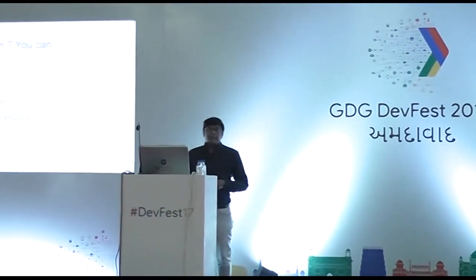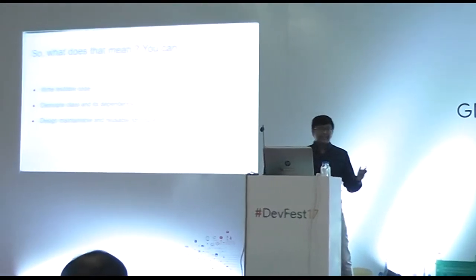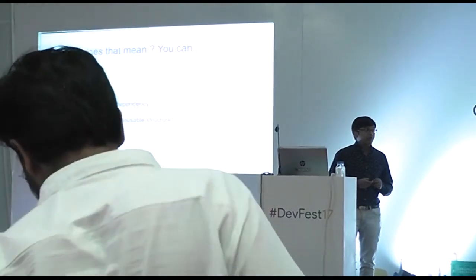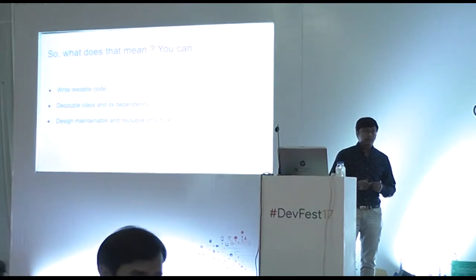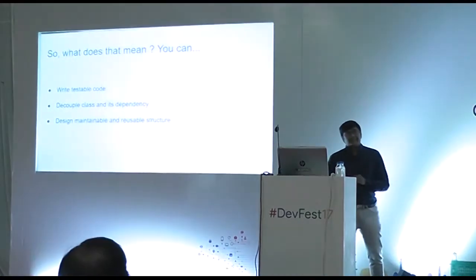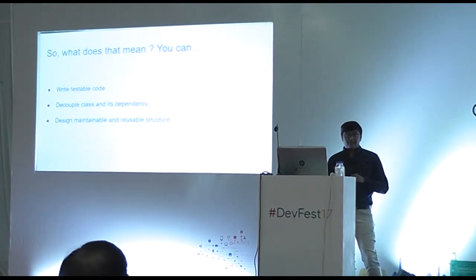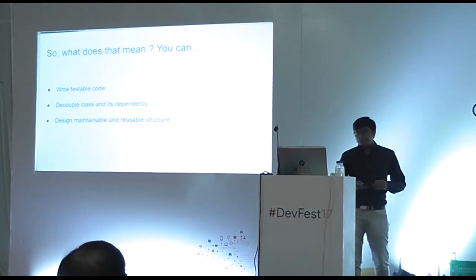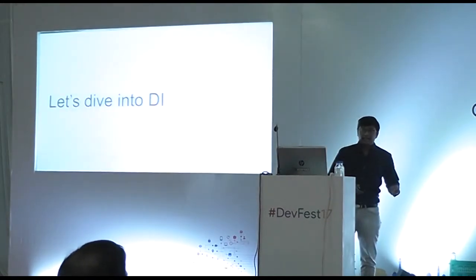So what does that mean and what can it result in? We can say that we can write testable code. Previously Kapil explained how we can write test cases, right? We can decouple classes and their dependencies, and we can design a maintainable and reusable structure. So yeah, it is pretty interesting, and let's dive into DI.